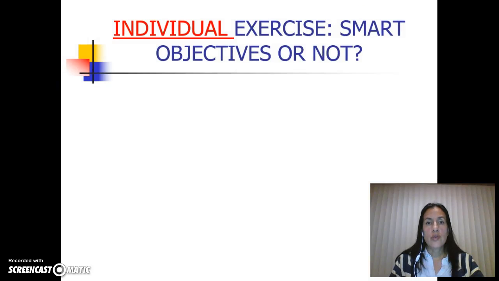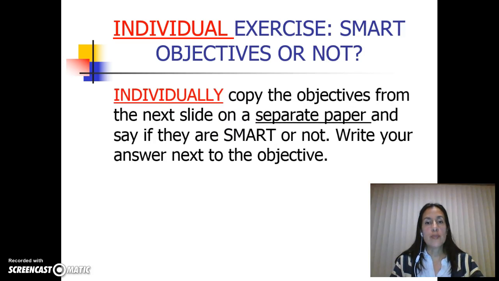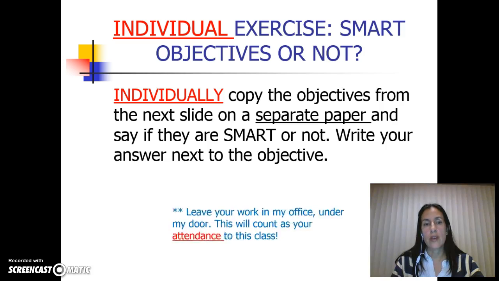So guys, what you have to do today is individually decide on some objectives that I'm going to show you, if they are SMART or not. What is that? If they are specific, if they are measurable, if they are action-oriented, if they are realistic, and if they have a time limit. So you're going to copy the objectives that I'm going to show you in the next slide, and you're going to write next to the objective if it's a SMART objective, you write yes. If it's not, you just write no, or you cross it out, whatever you want.